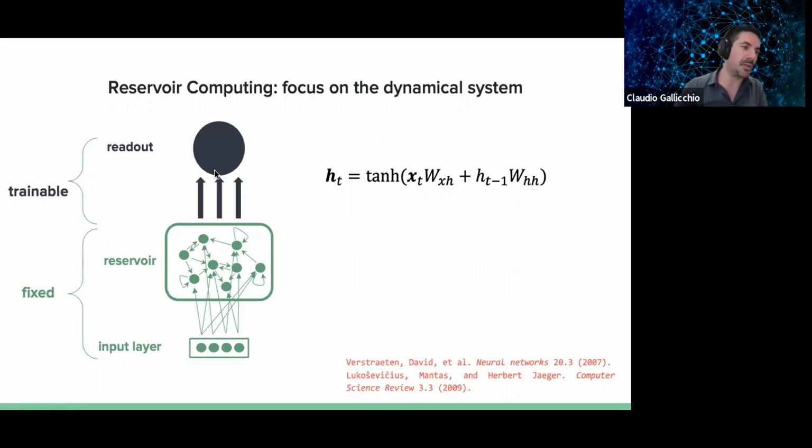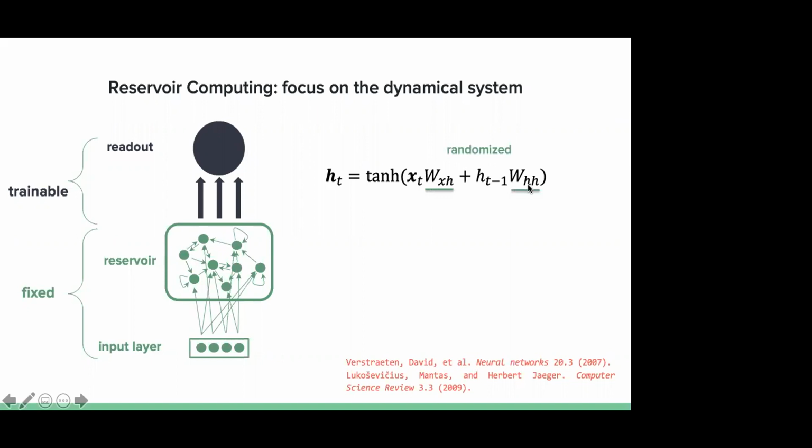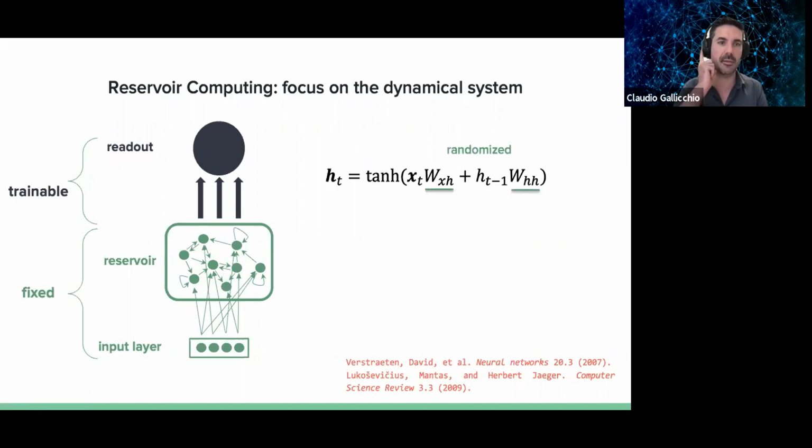Here we see the computation that is performed by the reservoir. The reservoir is a dynamical system that evolves a state over time following this equation. This is the equation that rules our dynamical system. These are the two matrices of parameters.